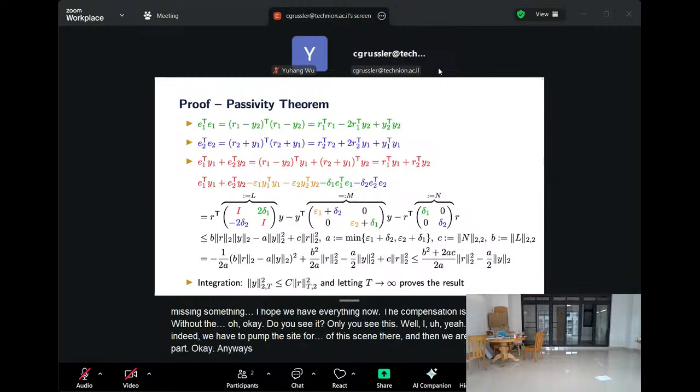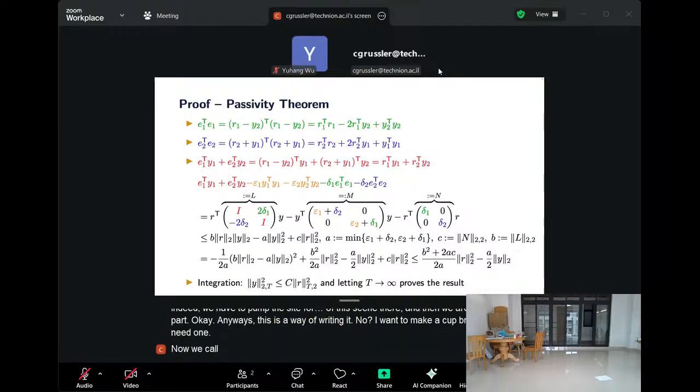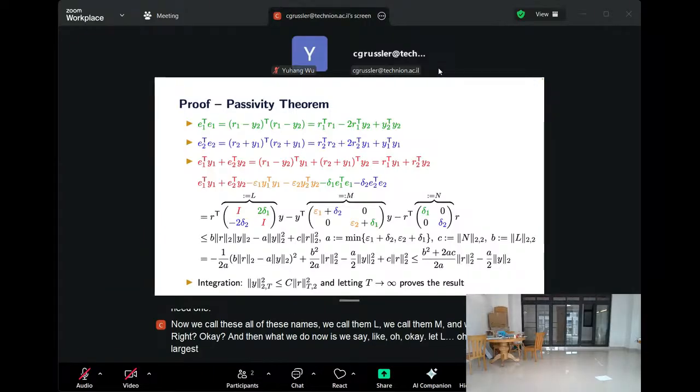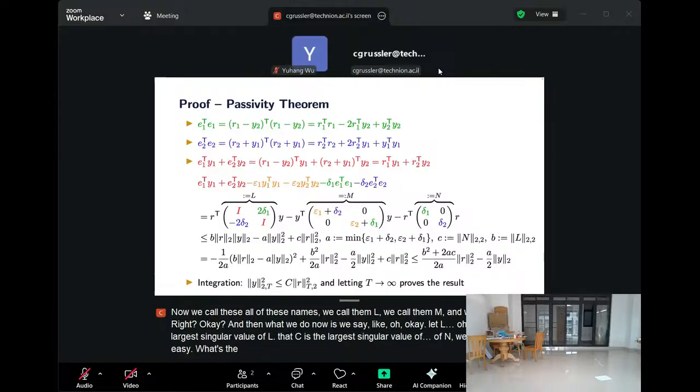Anyway, this is a way of writing it. Now we give all of these names. We call it L, we call it M, and we call it N. Okay. And then what we do now is we say, okay, let B be the largest singular value of L. Let C be the largest singular value of N. Well, this is kind of easy. What's the largest singular value of the diagonal matrix? It's the maximum of the absolute values.